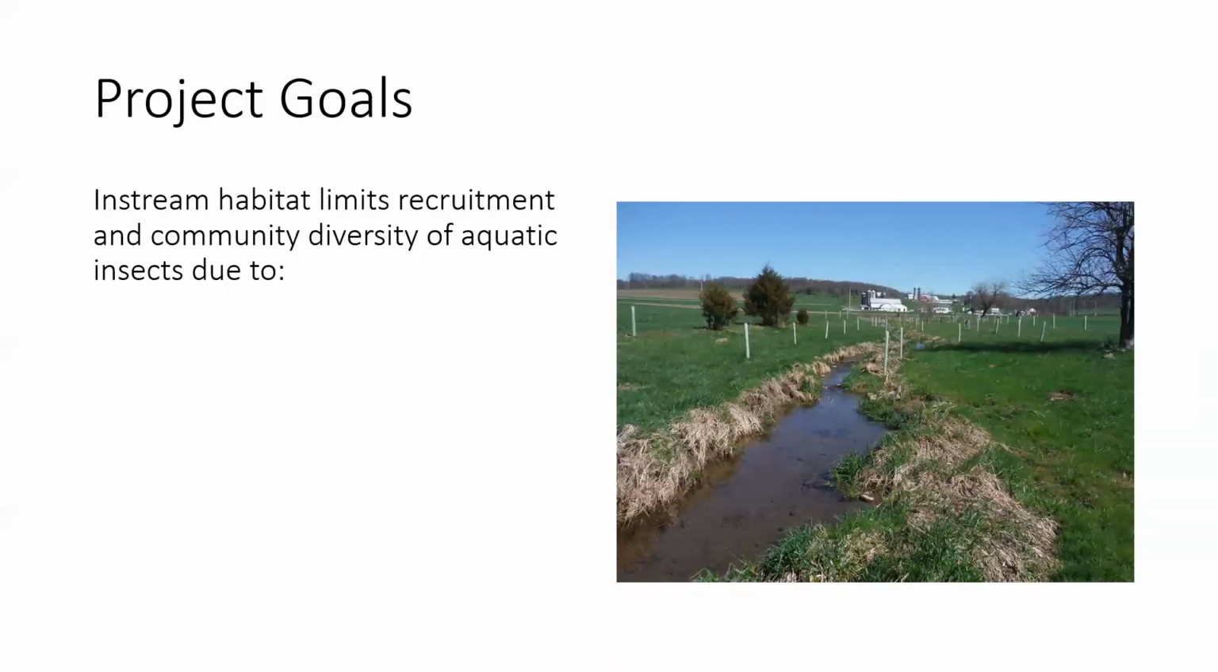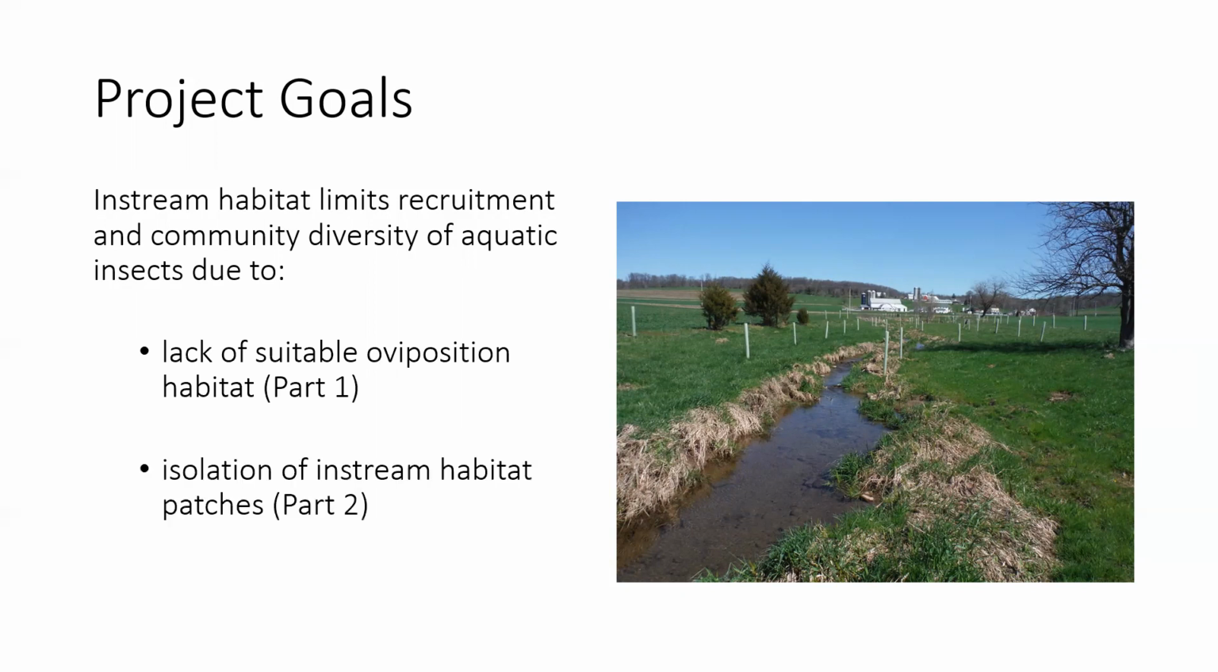And so the goal of the project that I'm going to talk to you about today was to investigate the extent to which in-stream habitat limits both recruitment and community diversity of aquatic insects, either due to a lack of suitable oviposition habitat or to the isolation of in-stream habitat patches, both of which are typical in degraded stream systems.